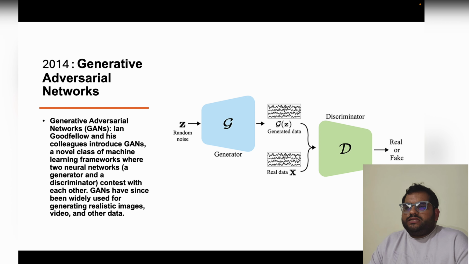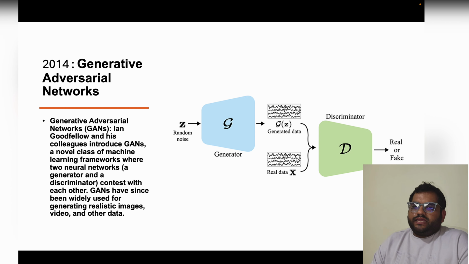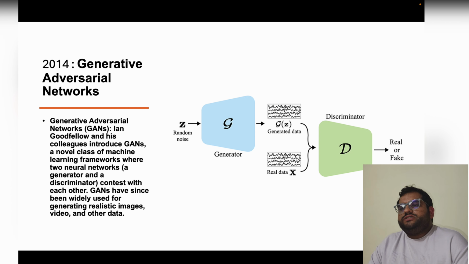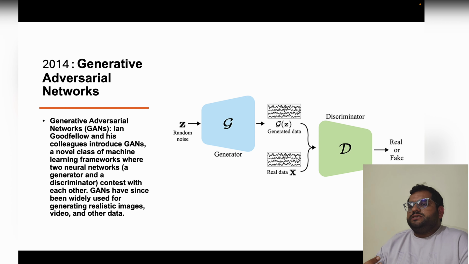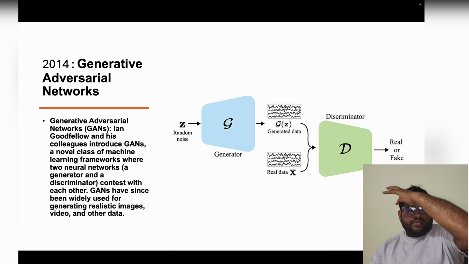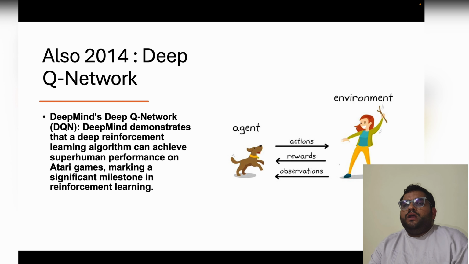GANs are generally used for generating and then detecting. For example, if you want to create some signboards for a project related to, say, a self-driving car, and you want some signs which are not there very regularly, you can try to generate them, and then a detector system will find whether each is real or fake. So all this happened in 2014.